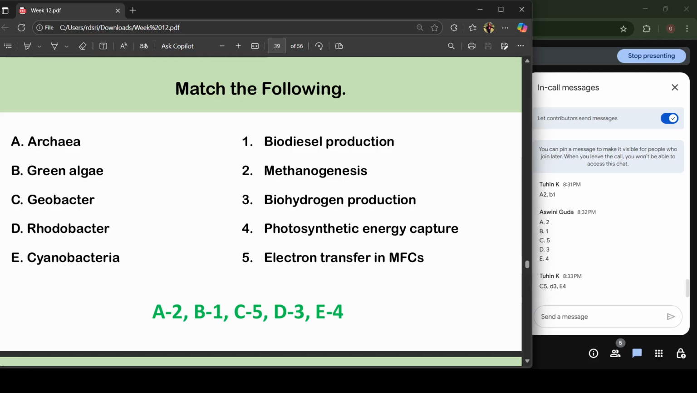Geobacter, again, revolves around this anaerobic process only. So you have this electron transfer in microbial fuel cells. Geobacter is an exoelectrogen basically, so it can transfer electrons outside its own cell. So geobacter transfers electrons in microbial fuel cells. Rhodobacter helps in biohydrogen production, and cyanobacteria, in the sense, it's going to be pigmented. It's blue-green algae. So we call blue-green algae cyanobacteria, and with the presence of the pigment itself, we can map it to photosynthetic energy capture.